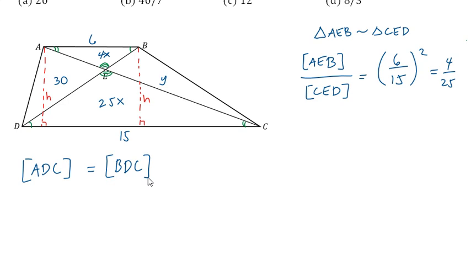Now observe that we can write the area of triangle ADC as 30 plus 25x. And similarly, the area of triangle BDC is just y plus 25x. And now we can solve for y. If we subtract 25x from both sides, we get y equals 30. And so the area of triangle BEC is just equal to 30.